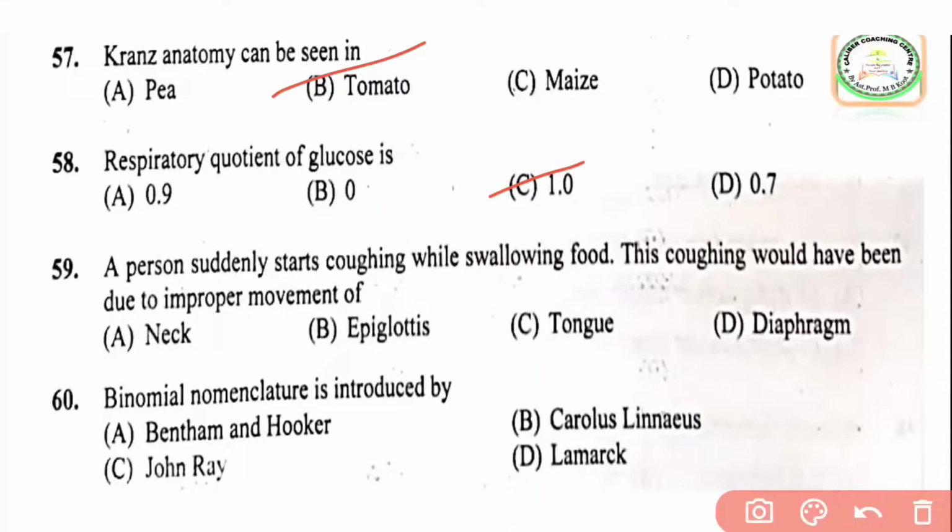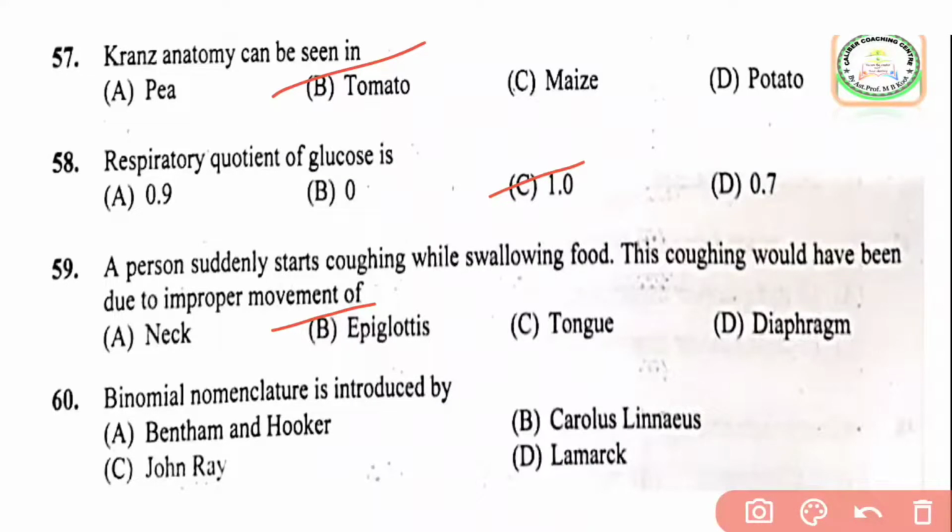A person suddenly starts coughing while swallowing food. This coughing would have been due to improper movement of neck, epiglottis, tongue, diaphragm. This is due to the epiglottis. If you want to check the key answer, it is there in NCERT first PU, page number 258.